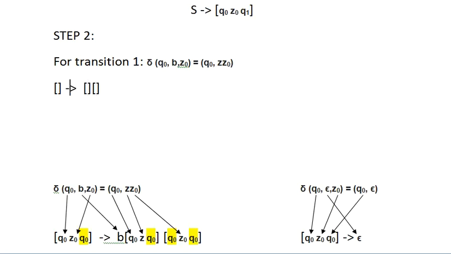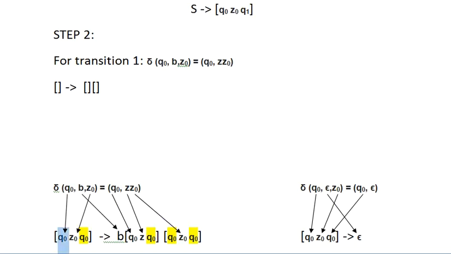Okay, so first position will be what? First position will be Q naught. Clear? Okay, now next position will be your what?